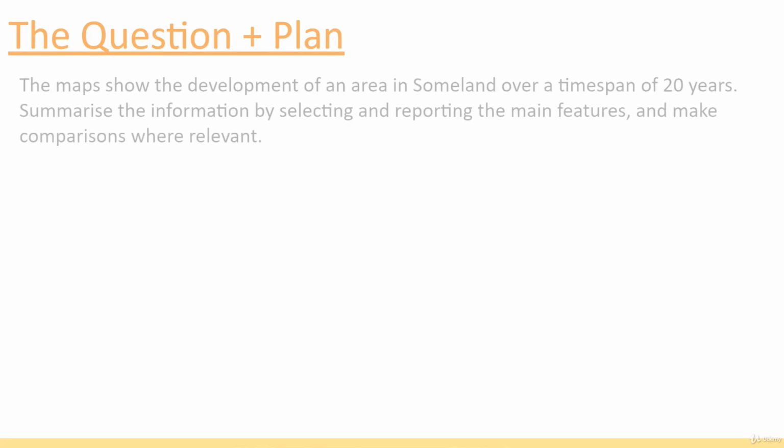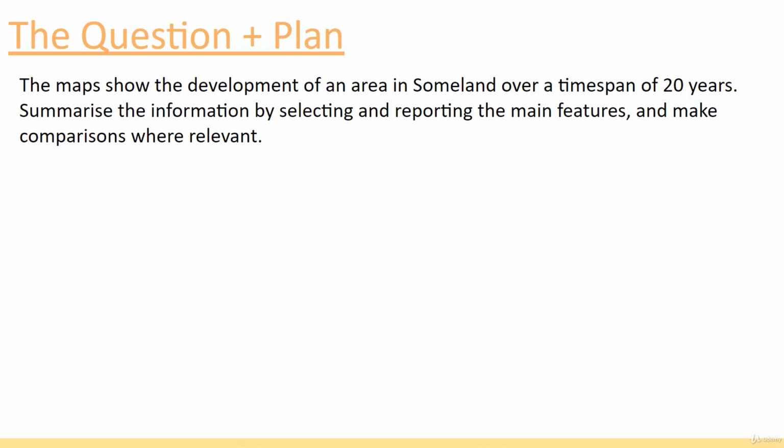So let's take a look at this question. The maps show the development of an area in some land over a time span of 20 years. Summarise the information by selecting and reporting the main features and make comparisons where relevant.